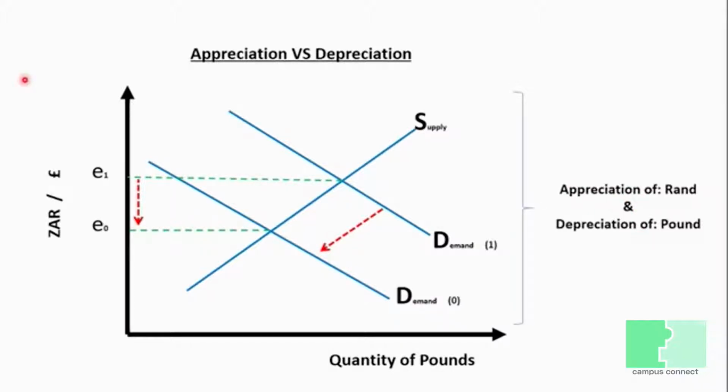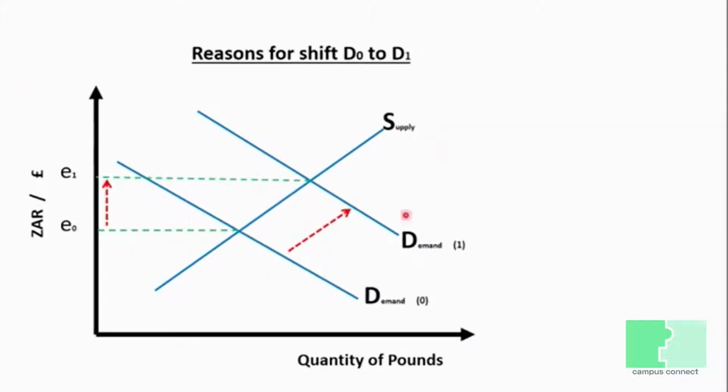Okay, so let's take a look at some of the reasons why your demand would increase, your demand would shift from D0 to D1. What are some of the reasons that would cause your demand to increase? Remember from our perspective section, we said, in order for you to invest in the British economy, you would need to be in possession of pounds.